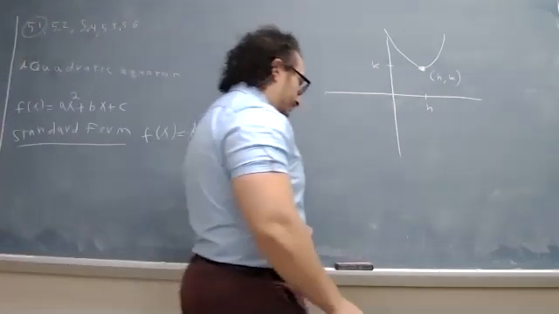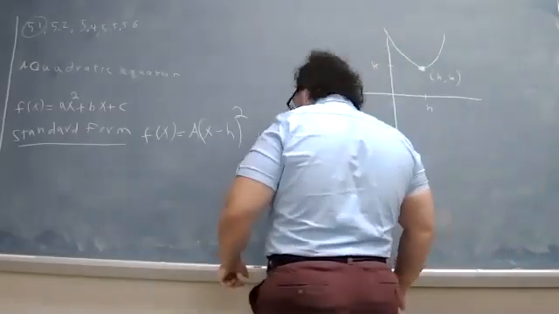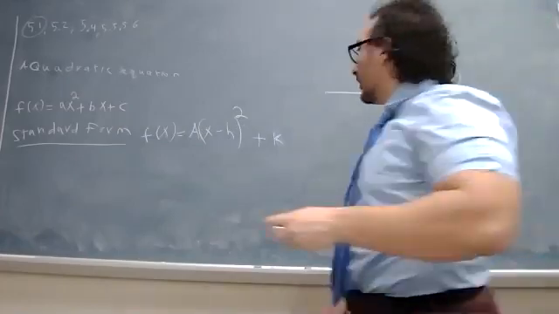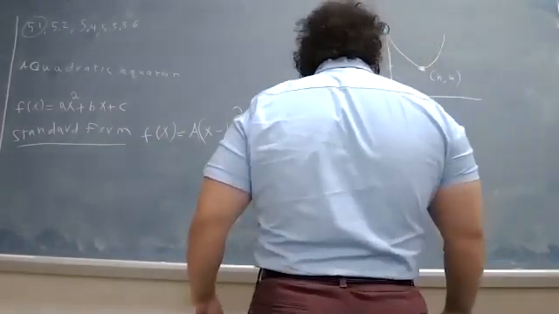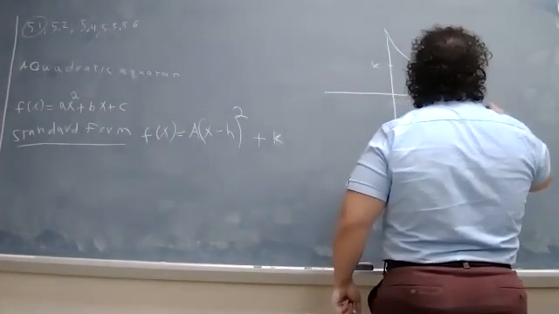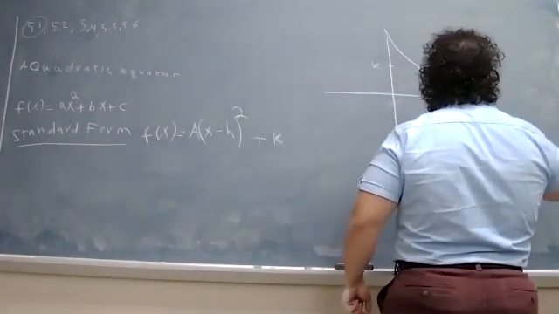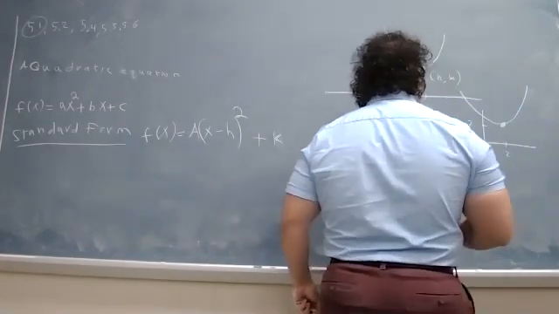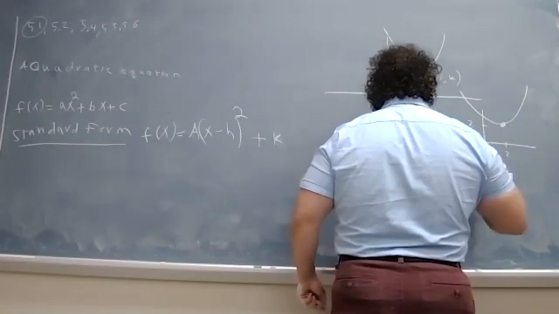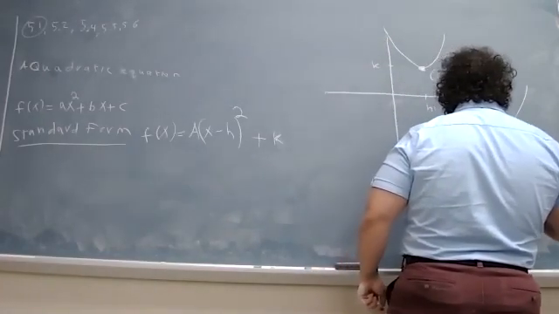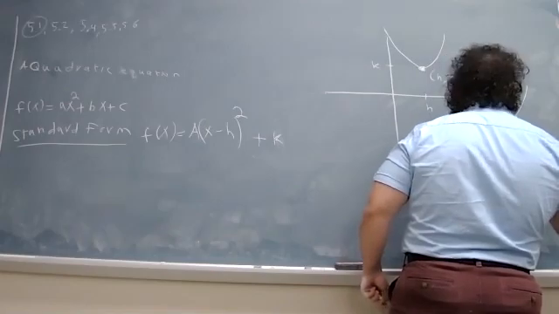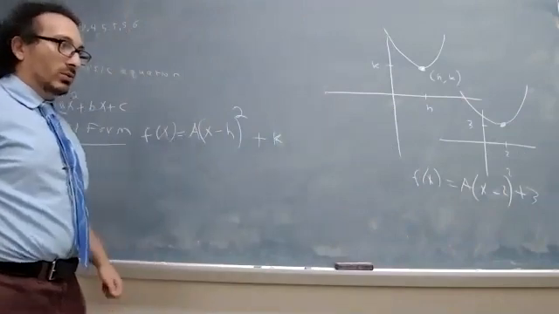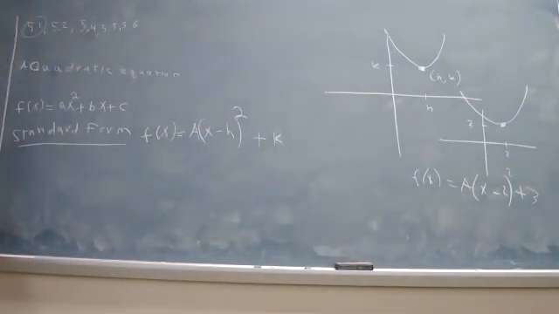What do we mean by that? We mean that if we had a parabola and right here it had a vertex at 2, 3, then we know that this has a function f of x equal to some a times x minus 2 squared plus 3. We don't know what a is, but we could possibly solve for it.